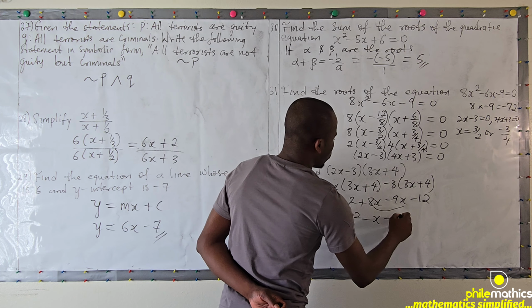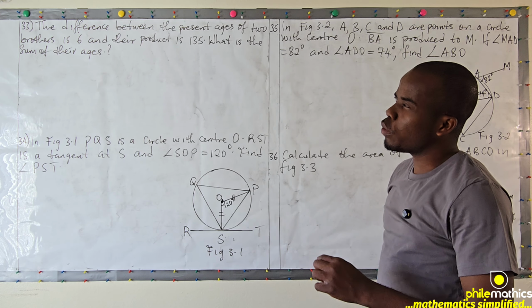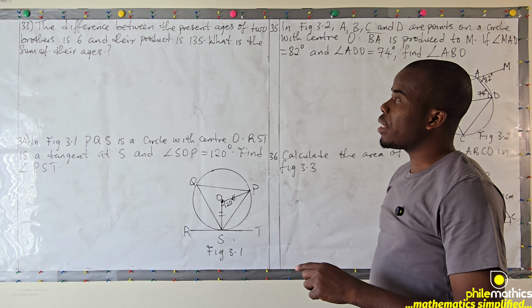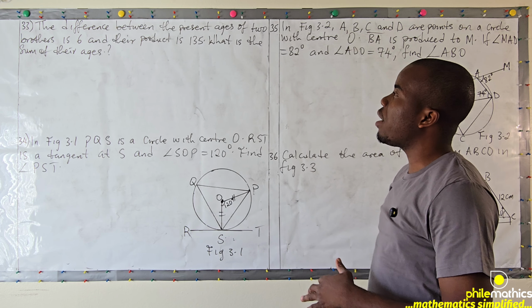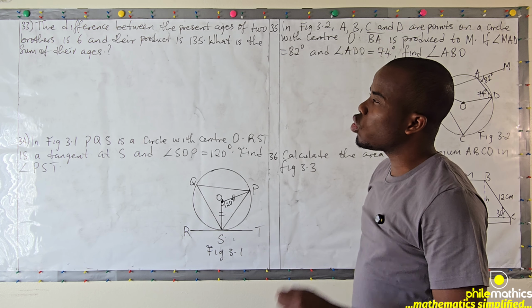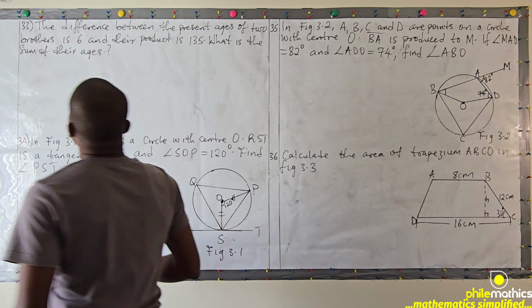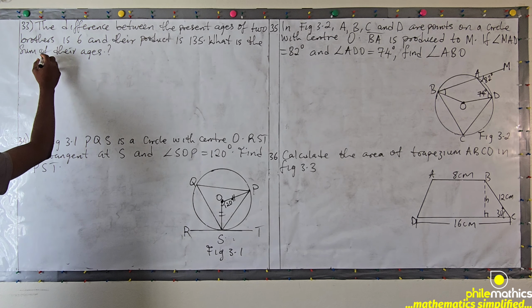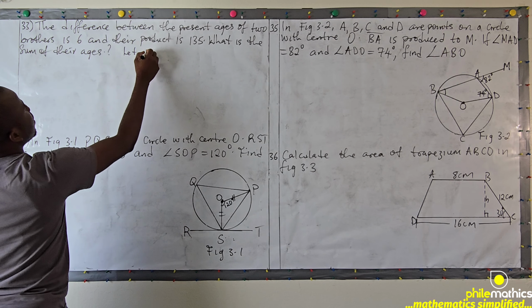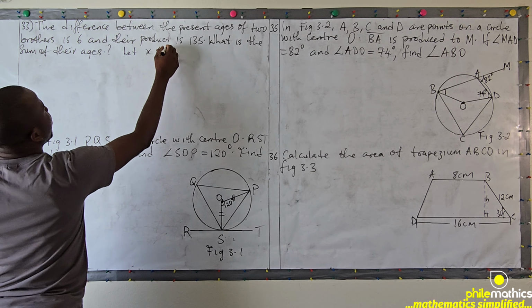33 says the difference between the present ages of two brothers is 6 and their product is 135. What is the sum of their ages? So let x and y be their present ages. So the difference between the brothers is 6, meaning x minus y equals 6 and their product is 135. xy equals 135.